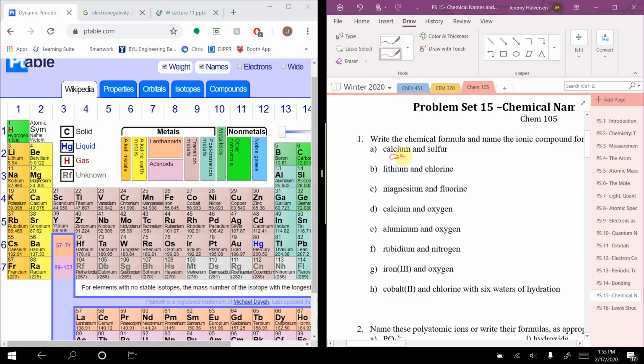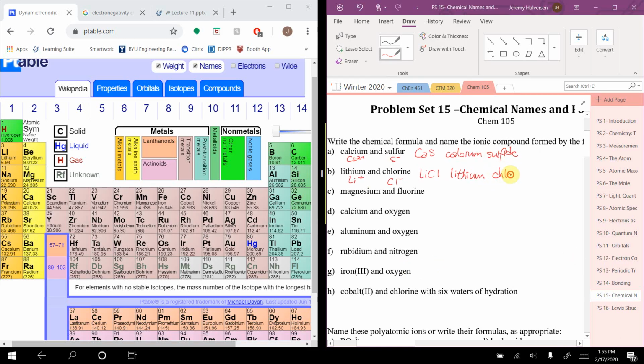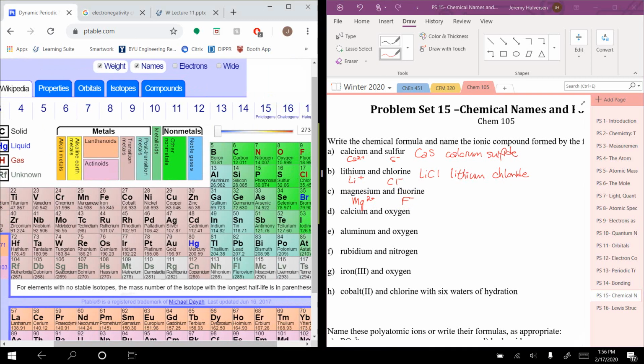Calcium, Ca2+, sulfur 2-, so that's going to be CaS, and it's going to be called calcium sulfide. Okay, lithium. Lithium forms a plus, chlorine forms a minus, so LiCl, lithium chloride. We then have magnesium 2+, fluorine minus, so you can't necessarily see all the minuses.